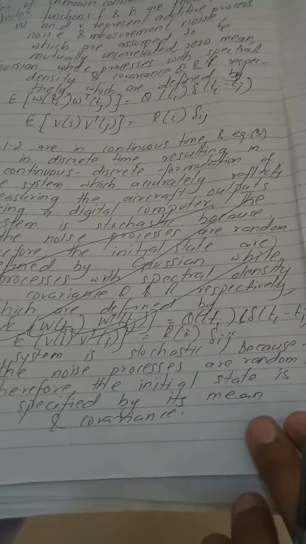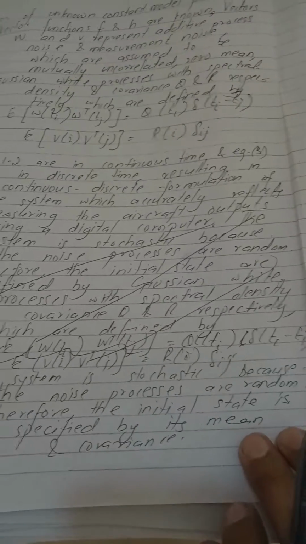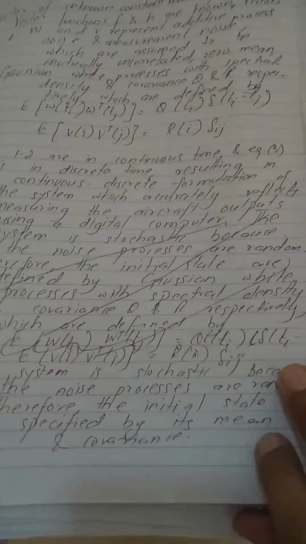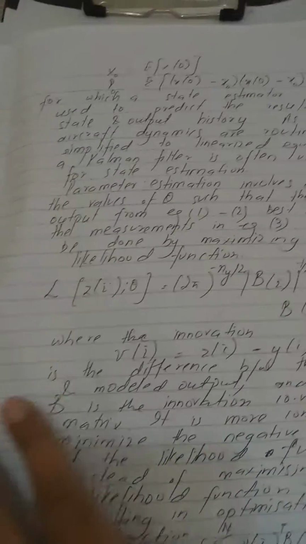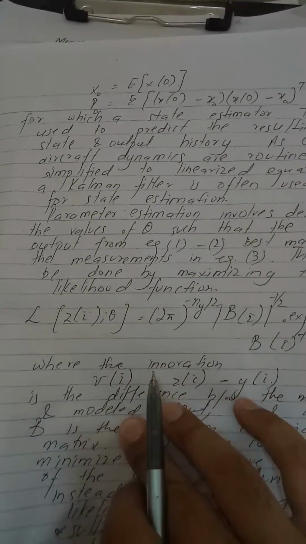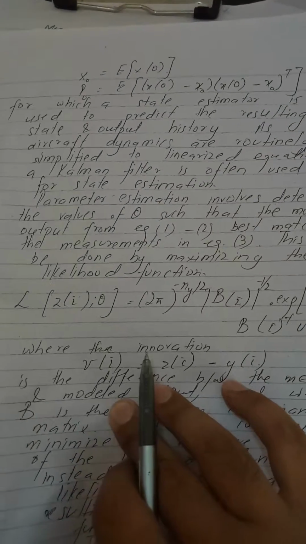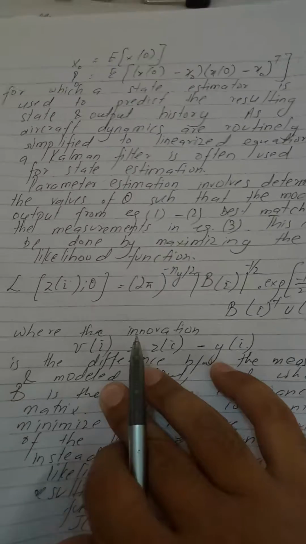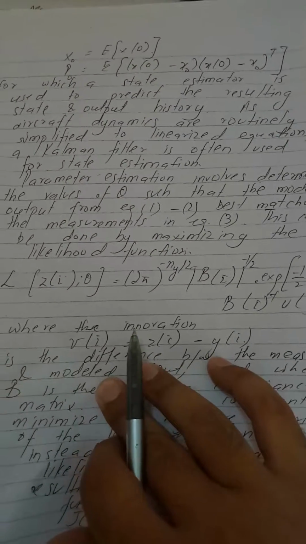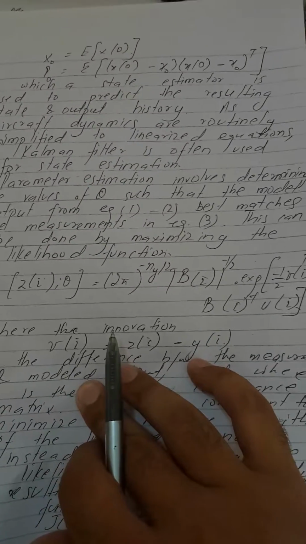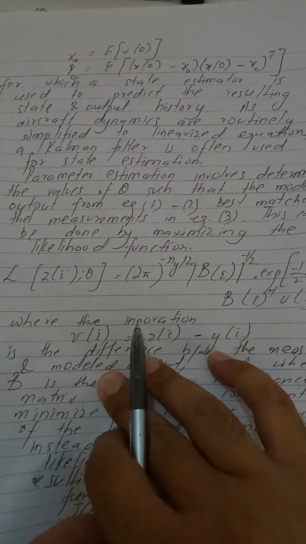The system is stochastic because the noise processes are random. Therefore, the initial state is specified by its mean and covariance. For this, a state estimator is used to predict the resulting state and output history, as aircraft dynamics are routinely simplified to linearize equations. A Kalman filter is often used for state estimation.